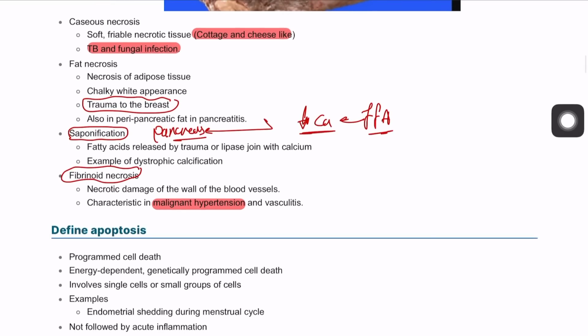Apoptosis is a physiological process that leads to death of the cells, and it's called programmed cell death. And we know the hallmark for it is the nucleus shrinkage, or something called pyknosis. All right?